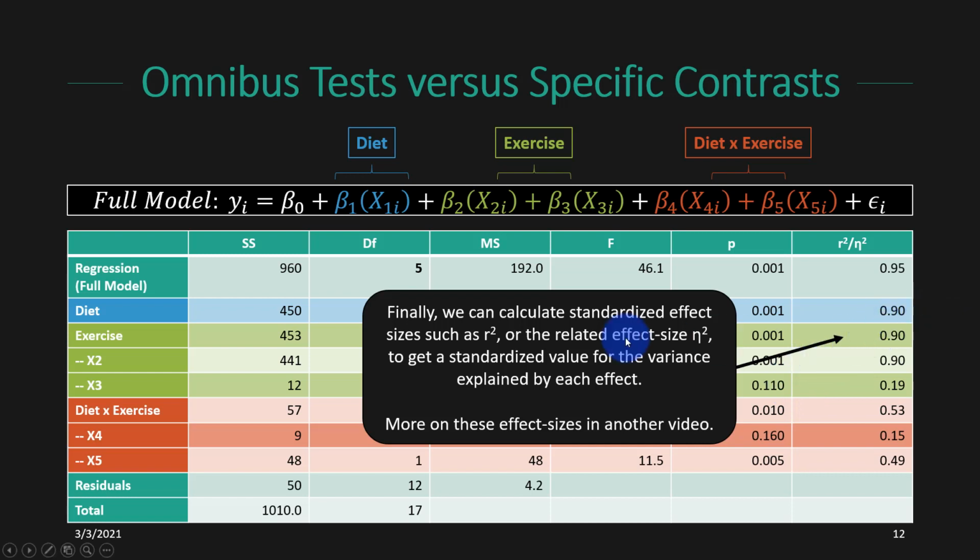Finally, the last thing that we can do is calculate standardized effect sizes, or the related eta squared, or indeed this is actually something called a partial eta squared for each of these individual effects. But we're going to talk about these at length in another video. So keep in mind that these are standardized effect sizes here. These are going to be common in a lot of statistical programs and outputs, but we're going to dedicate another video to those.